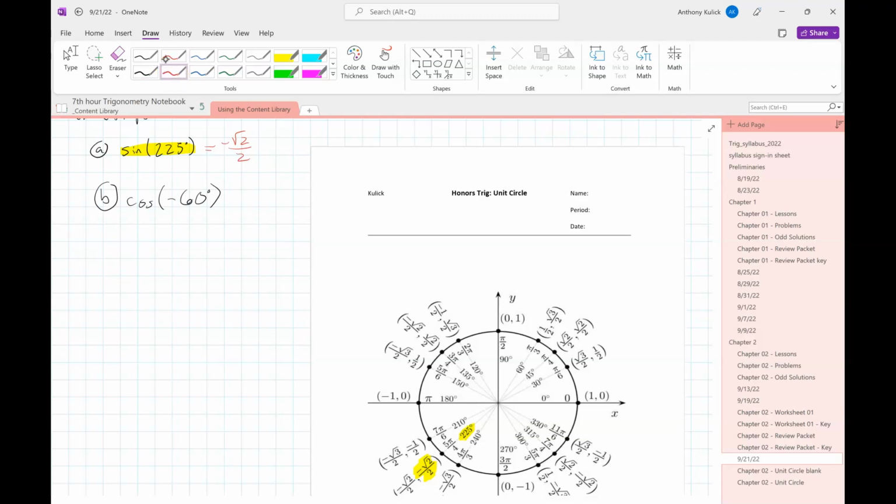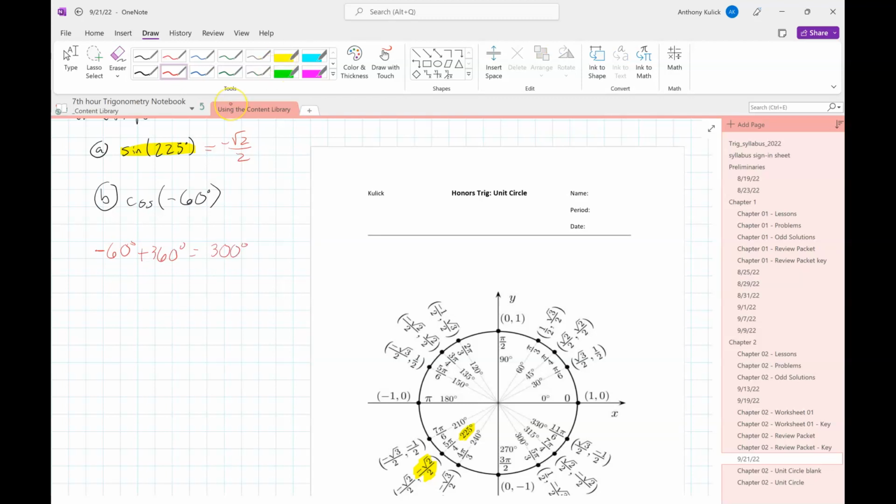What if we have cosine of negative 60 degrees? Well, Mr. Kulik, I'm looking at my unit circle. I ain't seeing any negative 60 on there. And I would say, you're right. But do you see anything coterminal to negative 60 on there? Oh, what did coterminal mean again? How do I find an angle coterminal? You add or subtract 360. In this case, should I be adding or subtracting? Should be adding, because negative 60 is smaller than any angle on our unit circle.